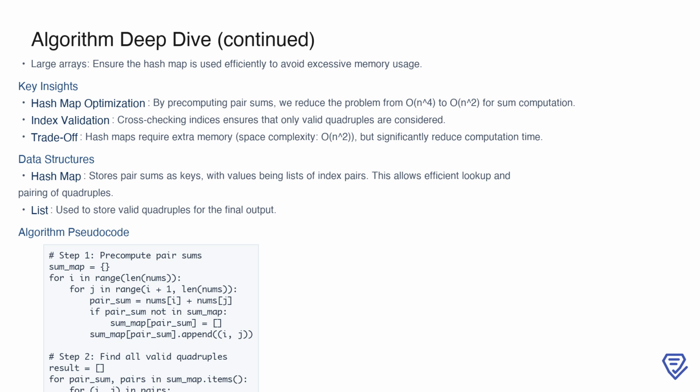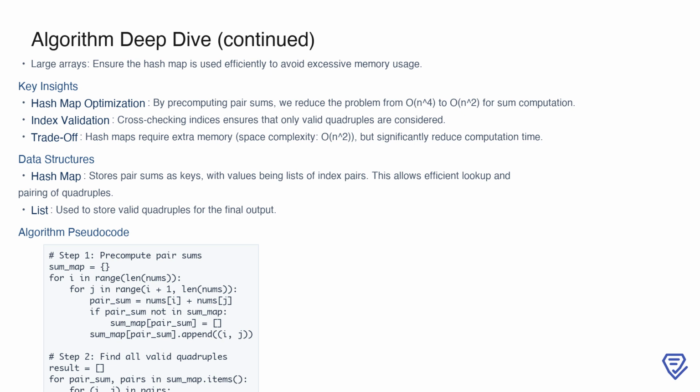Using a hash map as our primary data structure is key because it offers constant time lookups for sums. Additionally, a list is used to store the final quadruples that meet the conditions. In terms of implementation, the pseudocode starts by iterating through all pairs of indices to compute their sums and populate the hash map. Each sum maps to a list of index pairs that produce it.